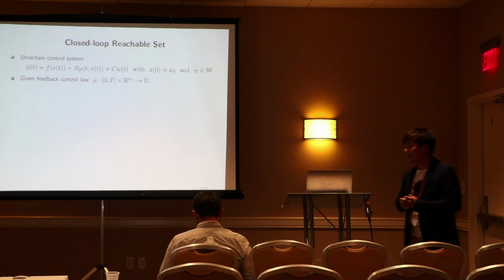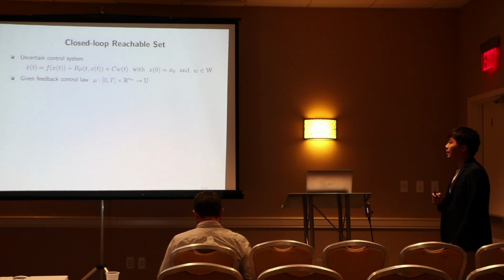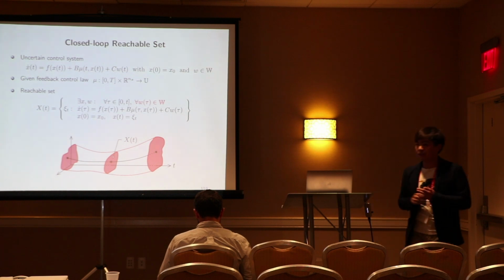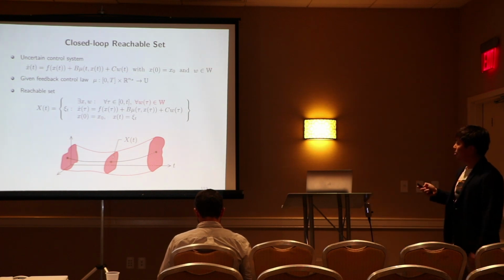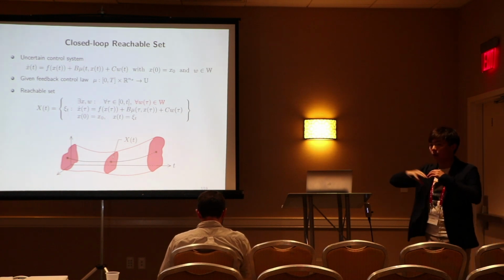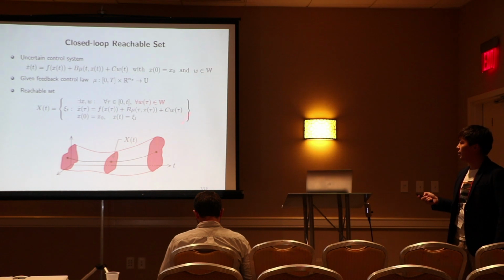So for simplicity, let's consider this kind of nonlinear systems with affine input and affine disturbance. And we assume that the disturbance lies within some bounded set. And we are also given a feedback control μ. So now I need to define the notion of reachable set. So intuitively, we just start from some initial condition and say, let's roll out all possible perturbed trajectories that are affected by our disturbances.